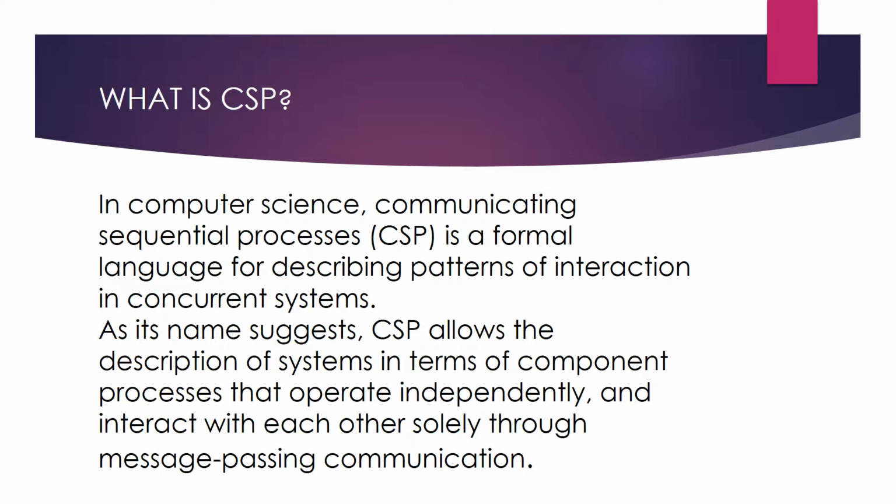So as its name suggests, CSP allows the description of systems in terms of component processes that operate independently. CSP was first described in a 1978 paper by Tony Hoare but has since evolved substantially. CSP has been practically applied in industry as a tool for specifying and verifying the concurrent aspects of a variety of different systems, such as the T9000 transputer.